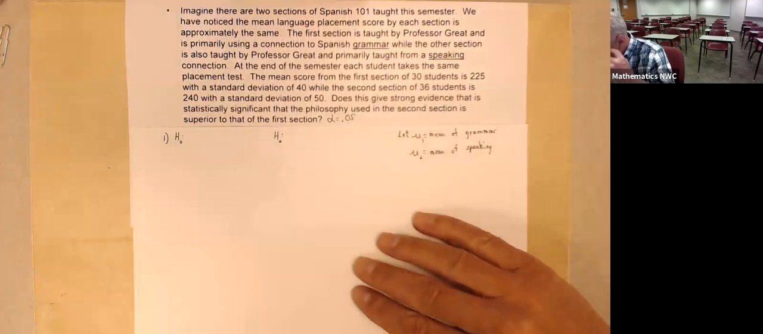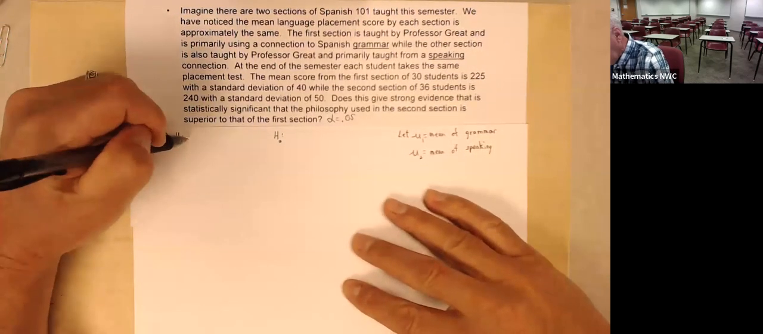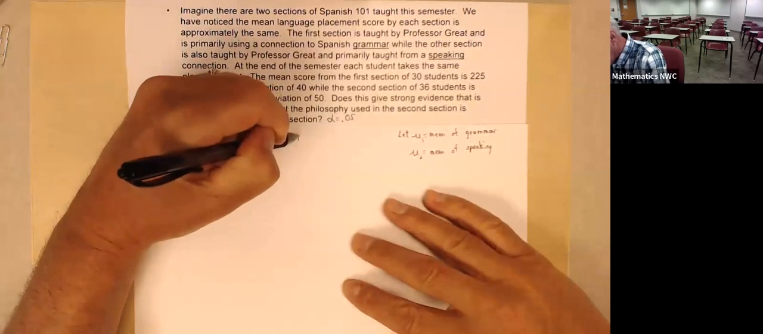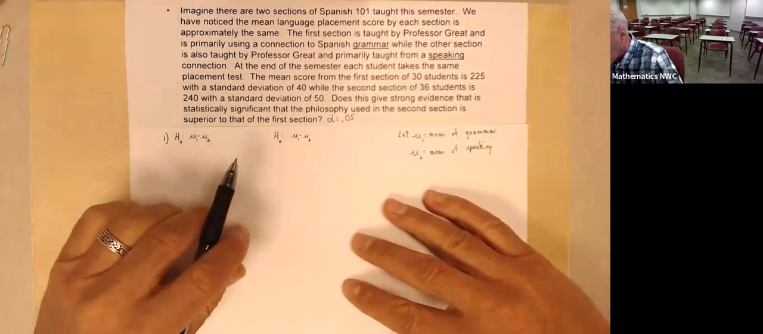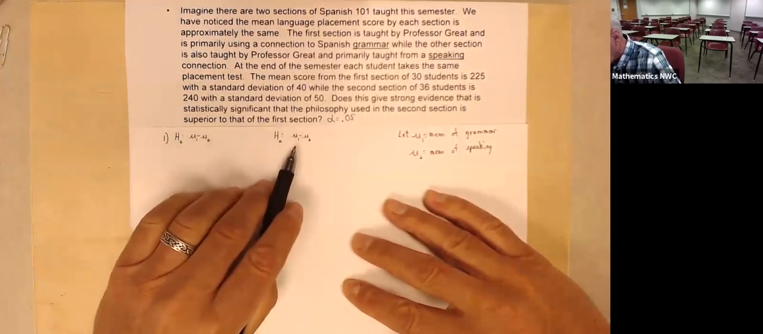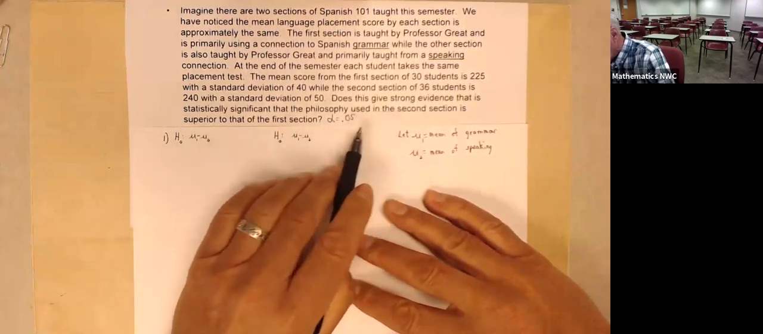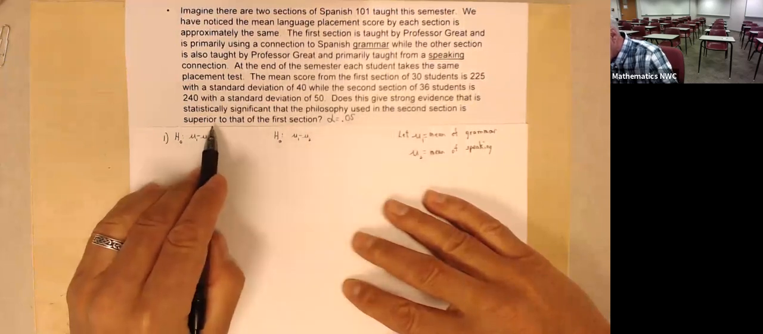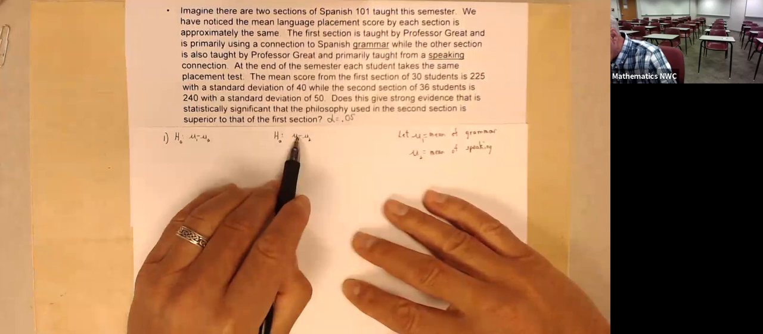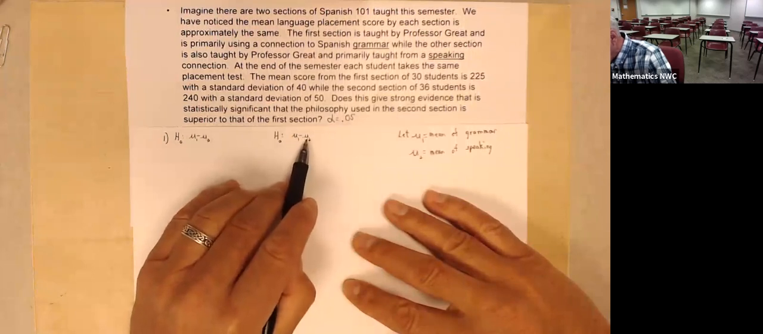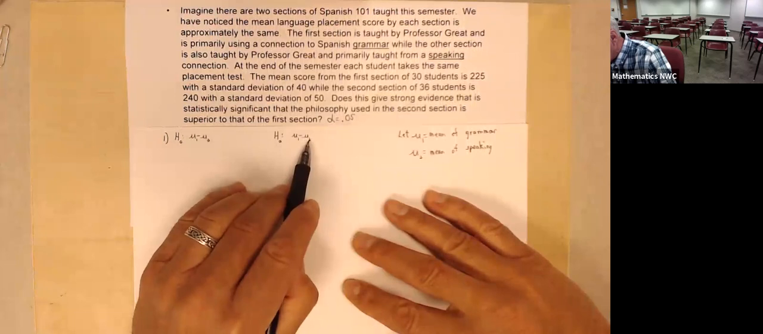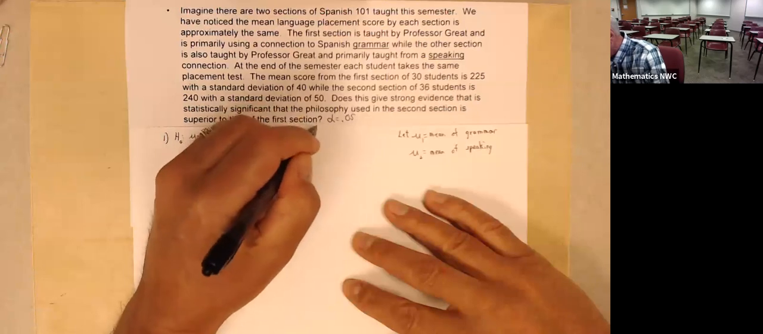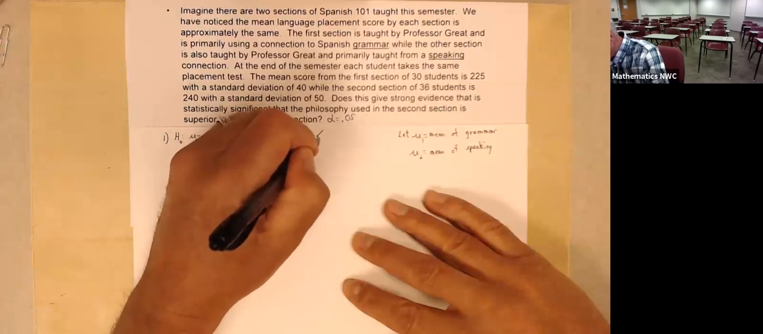This is one of the more challenging parts. I always list mu1 minus mu2, but now I have to be very, very careful getting this alternative. I'm looking to see if there's evidence that would show the second one is superior. Well, if the second one is superior, that means their difference would be negative, because it's a larger number than the first. That would mean that the score would have to be less than 0.